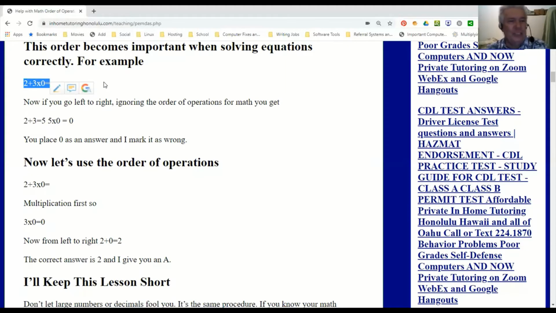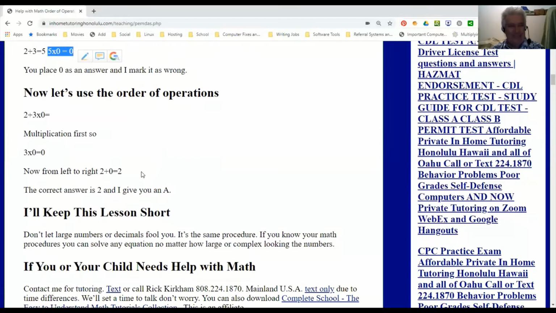We got 2 plus 3 times 0. Now, if you completely ignore the order of operations, then we can just add up 2 plus 3, which equals 5, and then take that answer, 5, multiplied by 0, and we get 0 for an answer. At which point I'll grade your paper, I'll mark it wrong, and then we'll have a talk after class. Just kidding, but let's take a look at it using the order of operations.